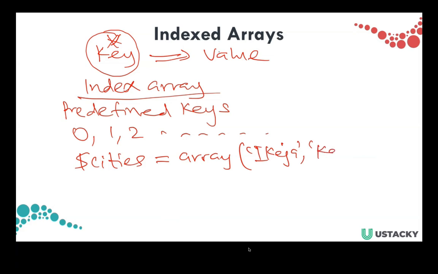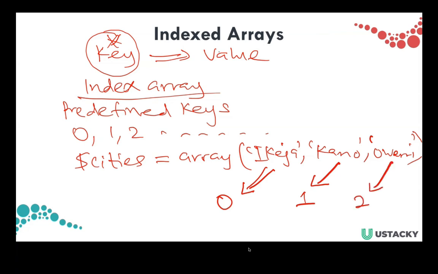We have Kano and Owerri. In this case, Ikeja has a key of 0, Kano has a key of 1, and Owerri's key will be 2. If the element in the array is 4, the next element will have a key of 3. So in an index array, there are predefined keys. You don't need to define the keys.